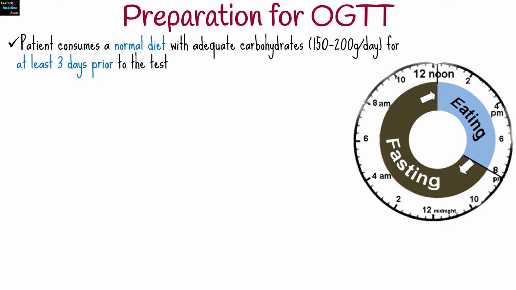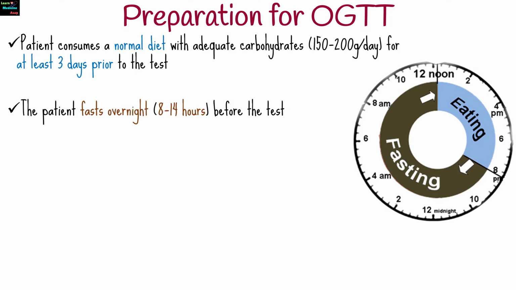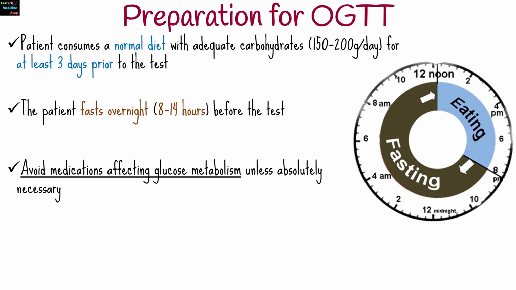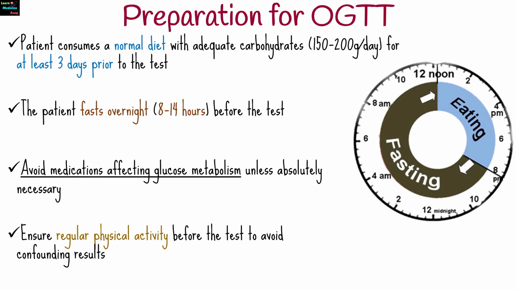When preparing for OGTT, the patient should consume a normal diet with adequate carbohydrates of about 150 to 200 grams per day for at least 3 days prior to the test. The patient fasts overnight for 8 to 14 hours before the test. Only water is allowed. Avoid medications affecting glucose metabolism unless absolutely necessary. Ensure regular physical activity before the test to avoid confounding results.